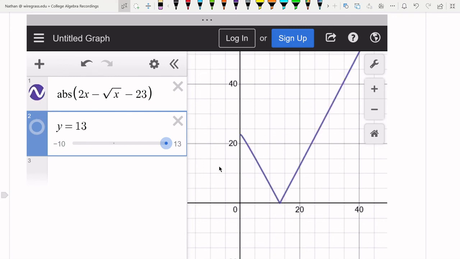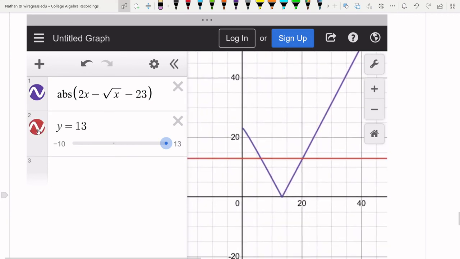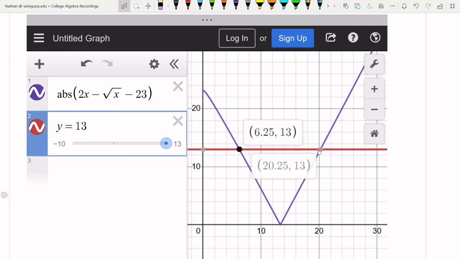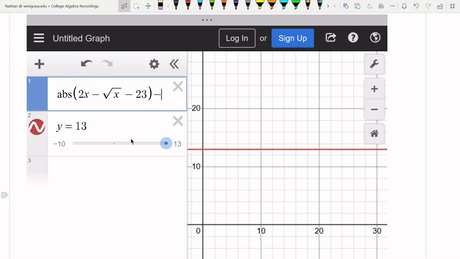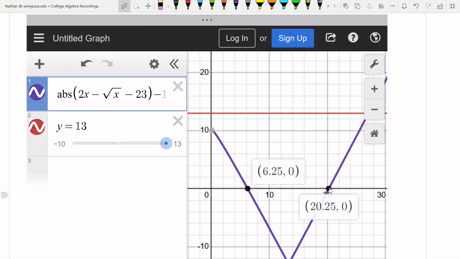And if I graph that one, I get this weird check mark. And if I graph this one, you can see here that we have 2 points of intersection, 6.25 and 20.25. You're looking for the x values, not the y values, because x is our variable of choice. Y just happens to be 13 here because that's how we have to set it up. You can, of course, also just subtract 13 from that, and that's the same thing as just asking where is it equal to 0.